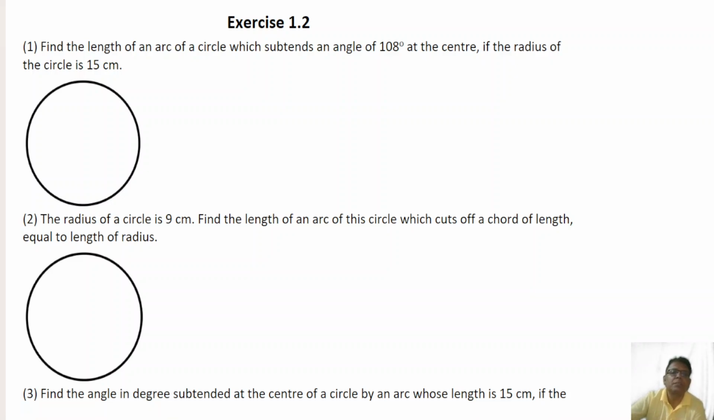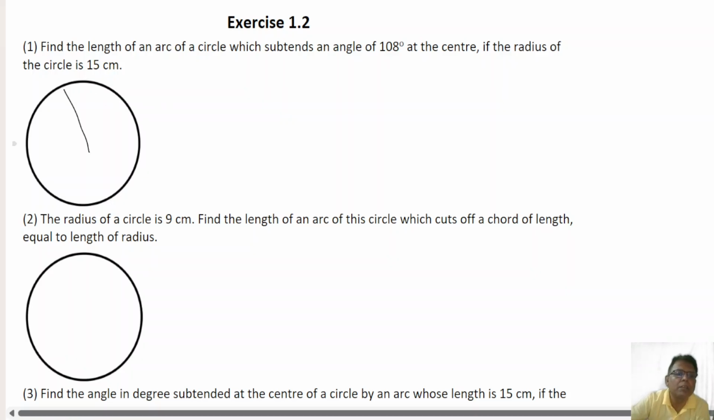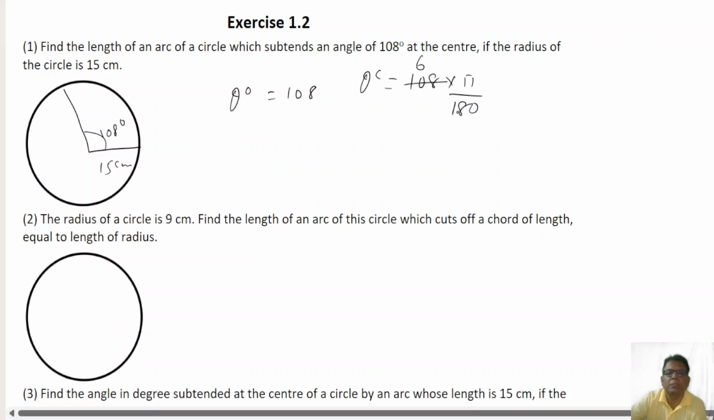A circle subtends 108 degrees, with radius 15 centimeters. So theta in degrees is given as 108, and you have to find theta in radians. Theta in radians is 108 into pi by 180. You divide by 18: 6, so 10. Then 3 pi by 5.